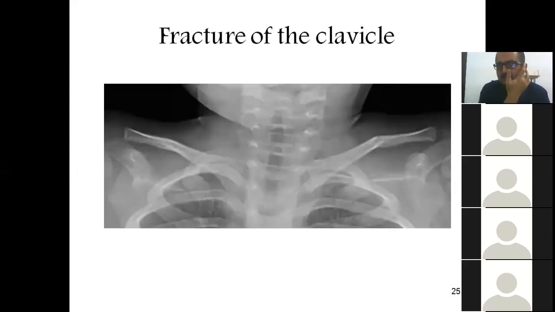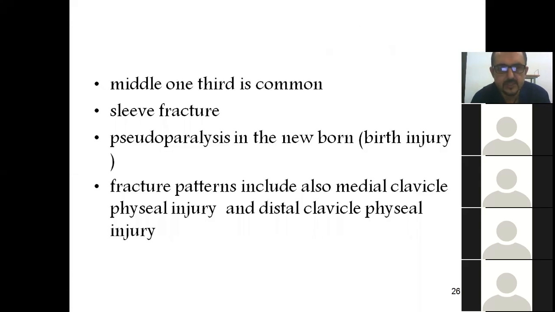Okay. So regarding fracture of the clavicle, mostly they are managed conservatively in the pediatric population. Its middle one third is more common. Remember, clavicle fractures can happen with different types of mechanisms and different types of fractures. But the middle one third is still common, similar to adults. Pseudo paralysis in the newborn with birth injury can come to the ER.